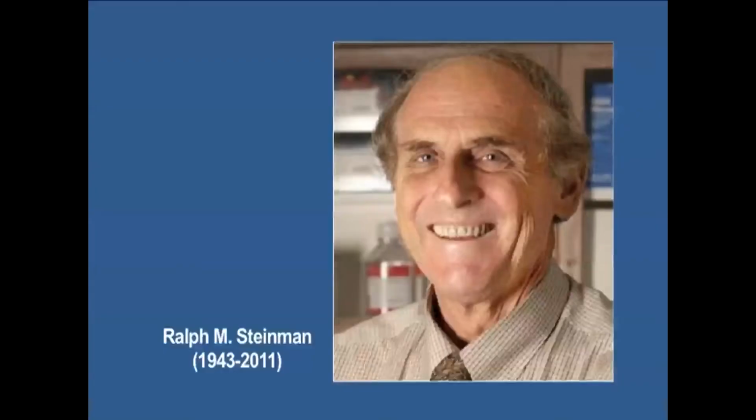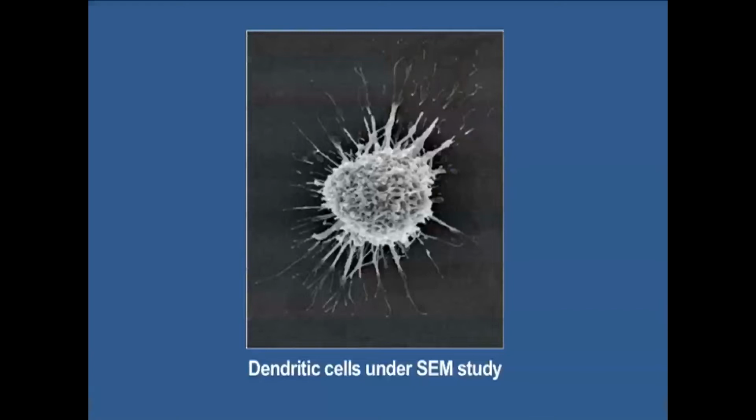Okay. Now this is a gentleman, Ralph M. Steinman, who in the year 1973 discovered a unique type of cell which he named as dendritic cell. This is the actual photograph or the scanning electron microscopy of dendritic cell. Why are they so called? Because you can see they are having dendrite-like projection. It's a round cell with dendrite-like projection.